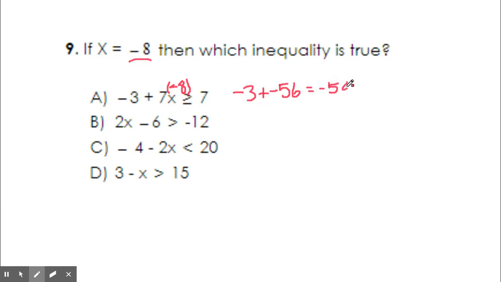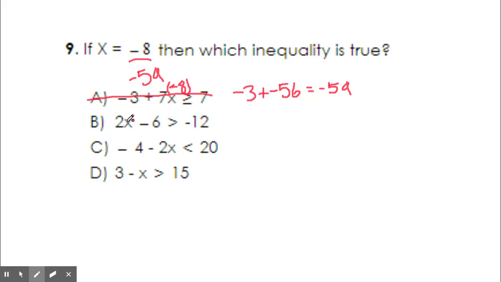So I'm going to see if that makes this statement true. If this is -59 over here, is -59 bigger than +7? And the answer to that is no. I would much rather have $7 than owe someone $59, because a negative number would be like you're in debt. You owe someone something. So that's not true.